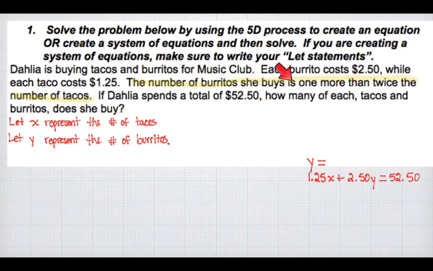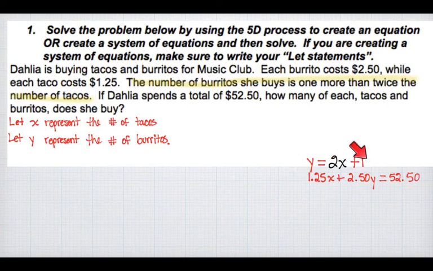The number of burritos she buys is one more. One more would be plus 1. So I'm going to write that plus 1 right here. One more, then something else. That something else has to go right here, right? So it's one more, then twice the number of tacos. Well, the number of tacos is x. Twice the number of tacos would be 2x. So what goes here should be 2x. So y equals 2x plus 1. The number of burritos is one more than twice the number of tacos. So here are my two equations.